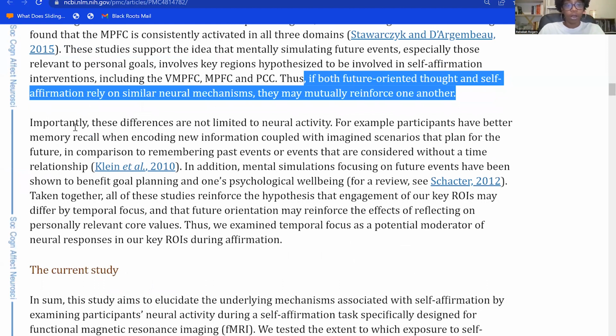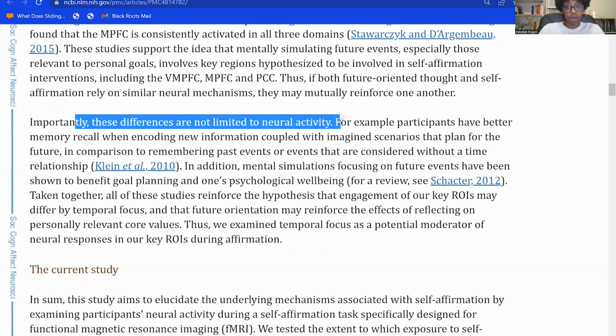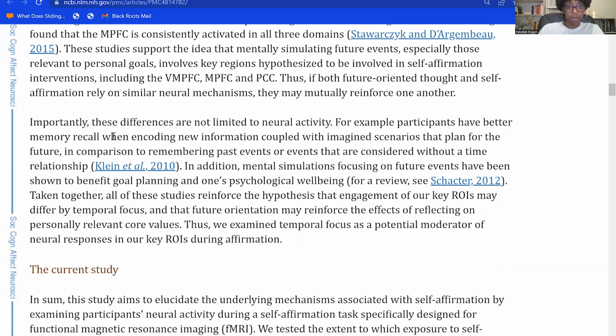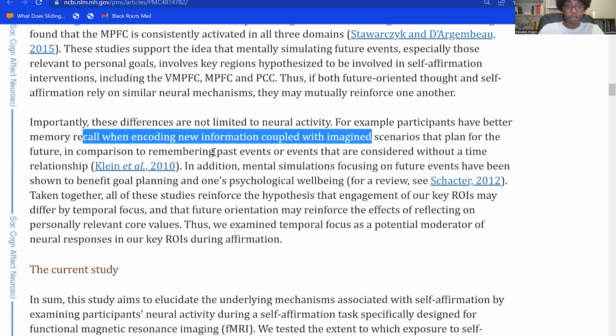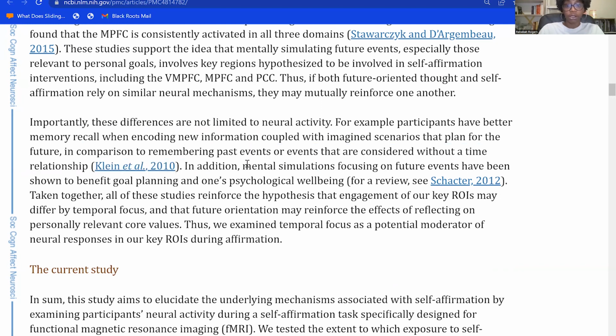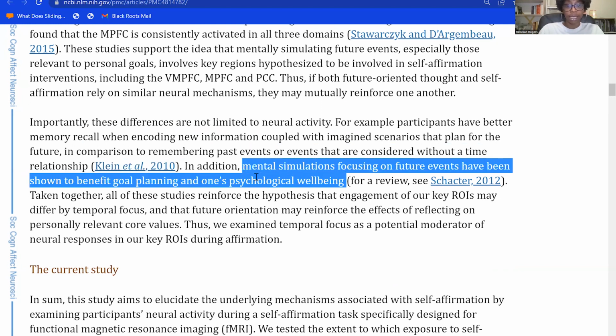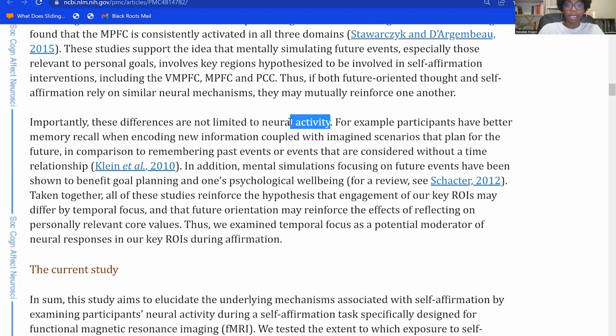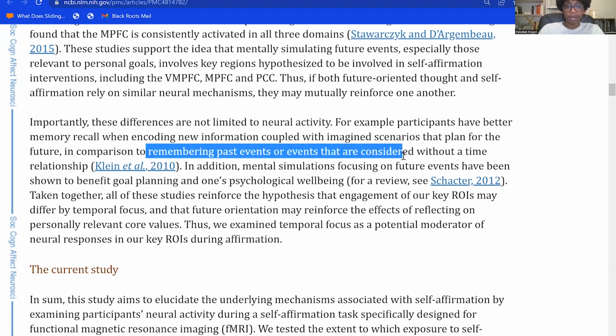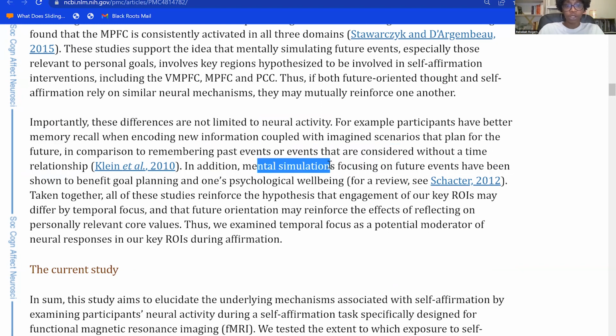Okay, their differences are not limited to neurons. Okay, so memory recall, encoding neural information, past events, time relationship, mental simulations, future events, benefit goal planning, psychological well-being. Okay, so it's not just neural activity. It's confusing because then it's talking about memory recall and remembering past events and mental simulations, which to me is still neural activity, but whatever. They're saying it's not just, I'm assuming, those other regions. I don't really know. I don't really care. It's saying other things that kind of confuse me. I didn't write this paper.